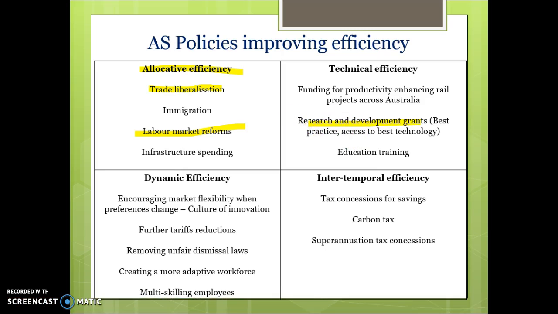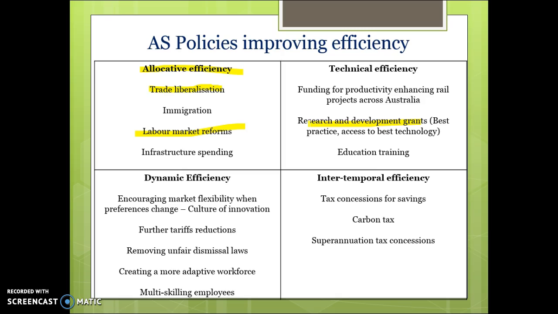Technical efficiency, the best one would be to use research and development grants. By giving research and development grants, it helps firms to invest in better technology or better capital, which will then allow them to lower their prices, and also allows them to increase their level of output per unit of input, which is what technical efficiency is about. It's about maximising productivity and doing things at the lowest cost.